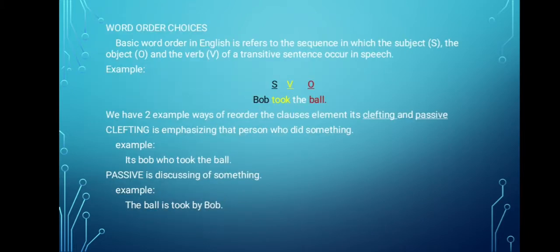Basic word order in English refers to the sequence in which the subject, the object, and the verb of a transitive sentence occur in speech, for example, Bob took the ball. We have here the following examples of ways of reordering the clause elements: clefting and passive. Clefting is emphasizing the person who did something, for example, it's Bob who took the ball. Then passive is discussing something, for example, a ball is tossed by Bob.